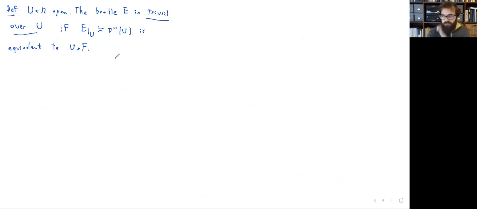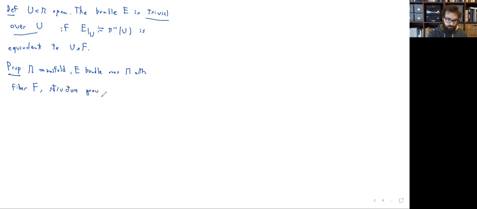Okay, so I want to dwell a bit more on this definition of a morphism and what it means. So, proposition: let's start with a manifold M, and we take E a bundle over M with fiber F and structure group G. And we take these U alpha, so these are pairs U alpha, phi alpha E, a trivializing atlas for E.